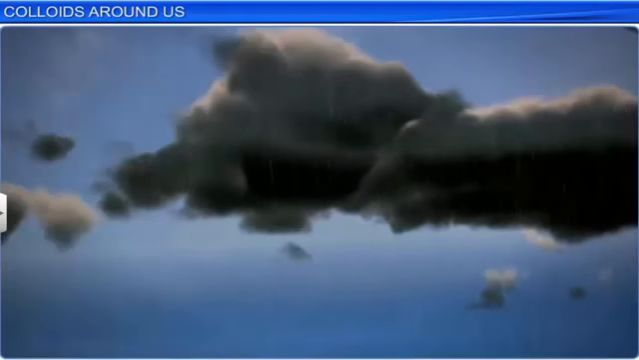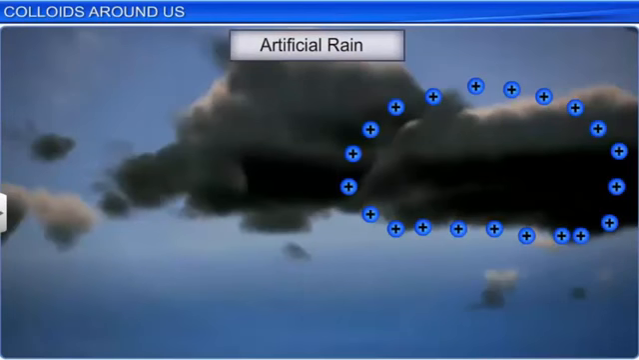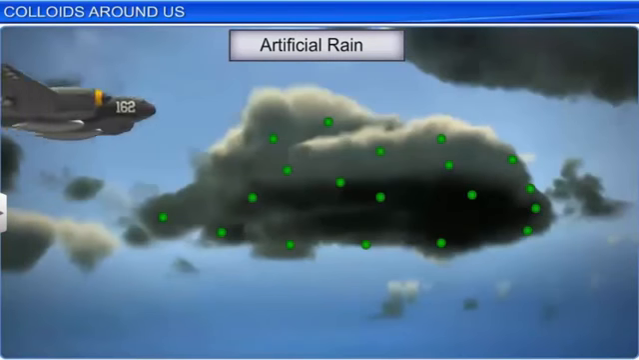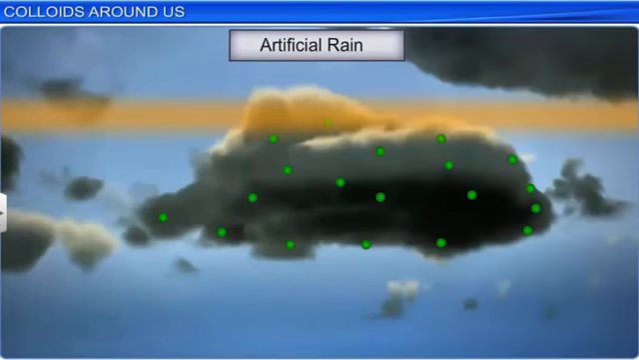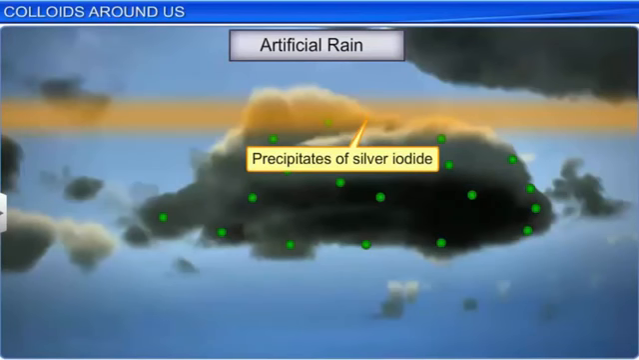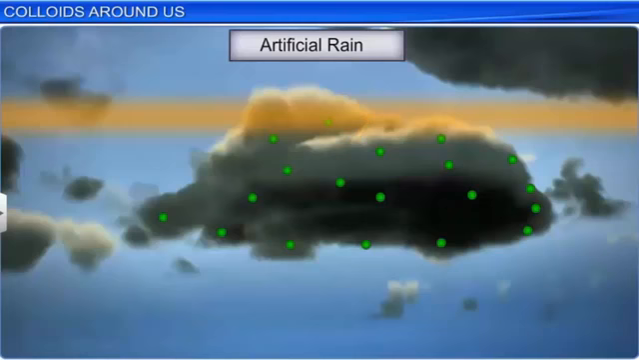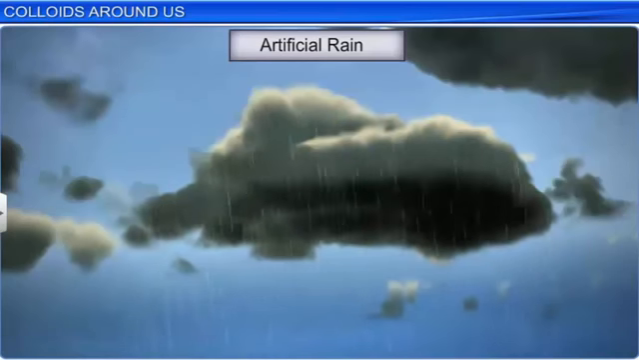We also come across the term artificial rain. Clouds, as we now know, are colloidal, carrying some electrical charge. Clouds can be made to cause rain by spraying oppositely charged colloidal dust or sand particles or precipitates of silver iodide over them. The neutralization results in coagulation of the water droplets, which come down in the form of rain. This type of rain is called artificial rain.